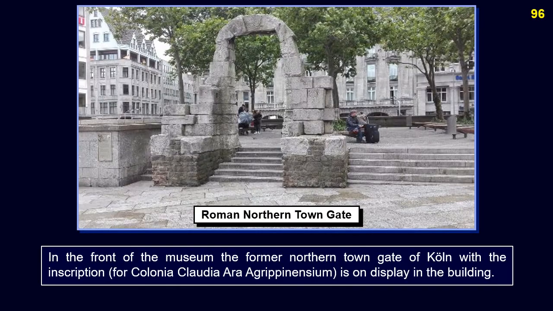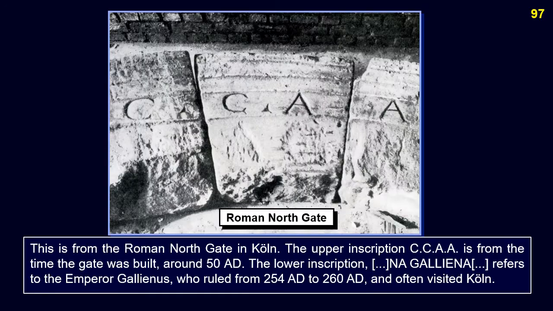In the front of the museum, the former northern town gate of Köln with the inscription for Colonia Claudia Ara Agrippinensium is on display in the building. This is from the Roman North Gate in Köln. The upper inscription CCAA is from the time the gate was built, around 50 AD. The lower inscription, Gallienae, refers to the Emperor Gallienus, who ruled from 254 AD to 260 AD, and often visited Köln.